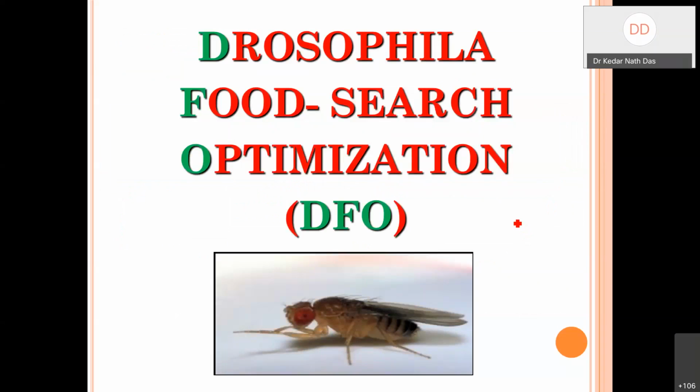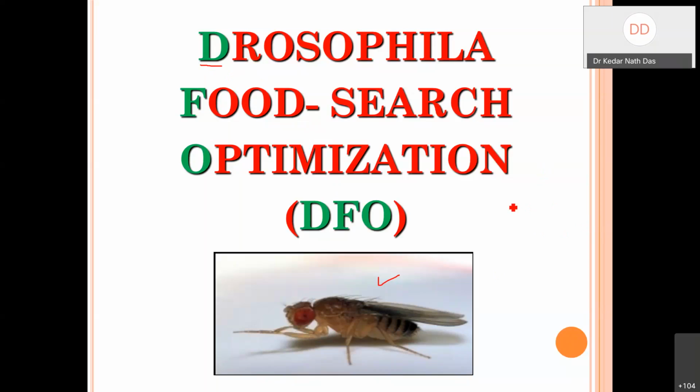There is a Drosophila, which is an insect roaming around ripened bananas. You might have seen that one. It's a black-colored insect roaming around the ripened banana. It's called Drosophila, starting with D. So DFO is Drosophila food search optimization. One of my research scholars studied this creature for 6 months, and it has very good food search behavior. That's why the food search behavior has been modeled mathematically and published in Elsevier.